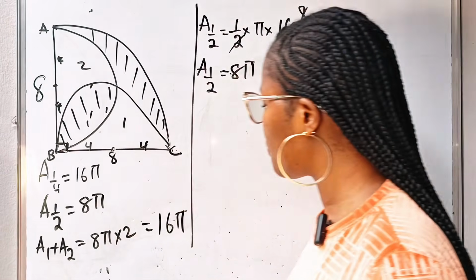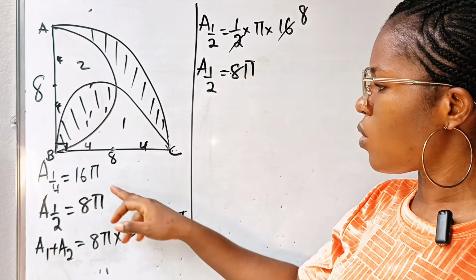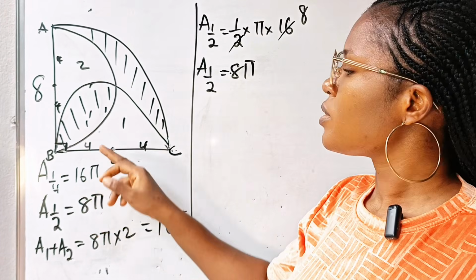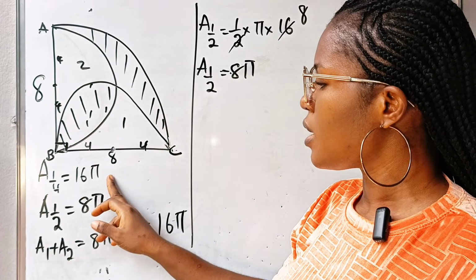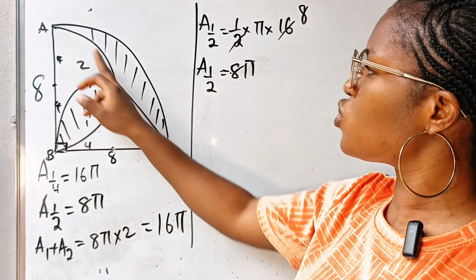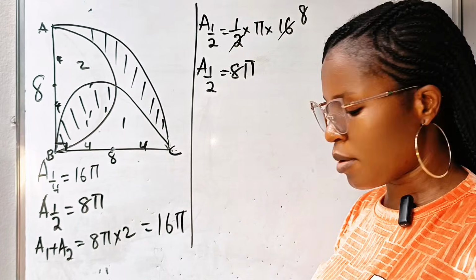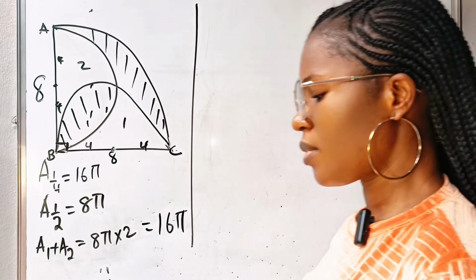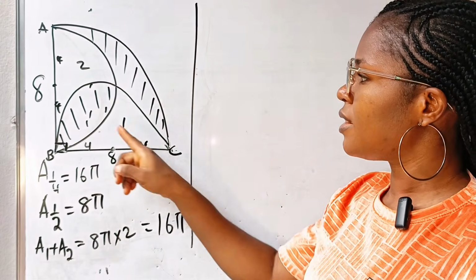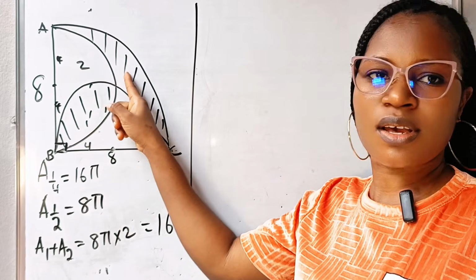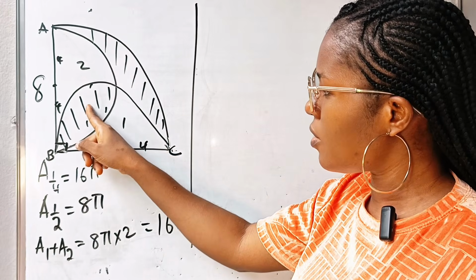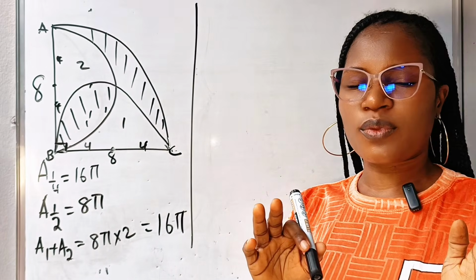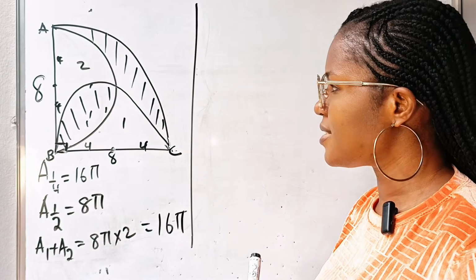Now, if you notice, you will see that this is equal to the area of the quarter circle. So if the quarter circle's area, which is 16 pi, is equal to the area of these two semicircles, then it is important to note that this area here is also equal to this area here. That is, this particular area is also equal to this particular area, right? Yes.